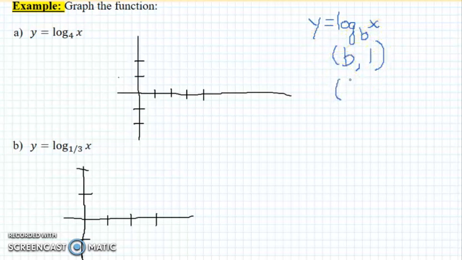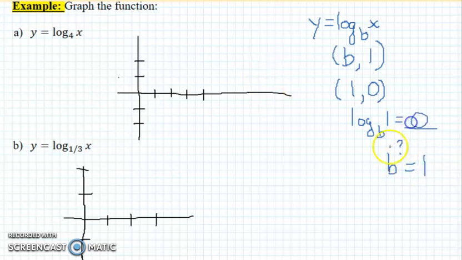They'll also include the point (1, 0). One way to think about that is if you substitute 1 for x, then log base b of 1 is asking the question, what power of b is equal to 1? Any non-zero base raised to the 0 power is going to give you 1. So when 1 is your input, 0 is your output.